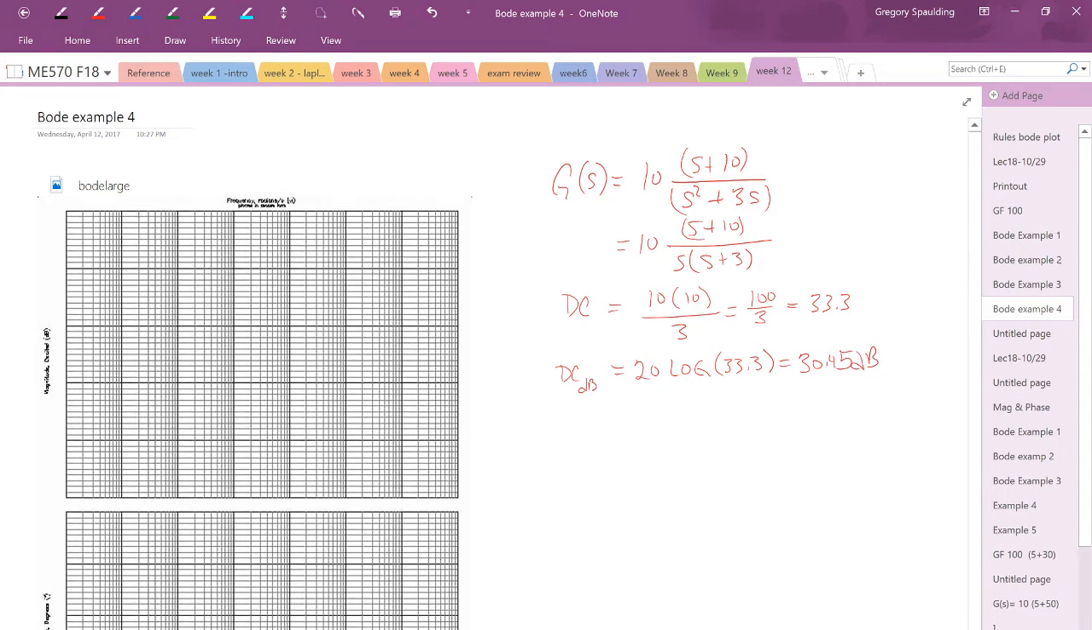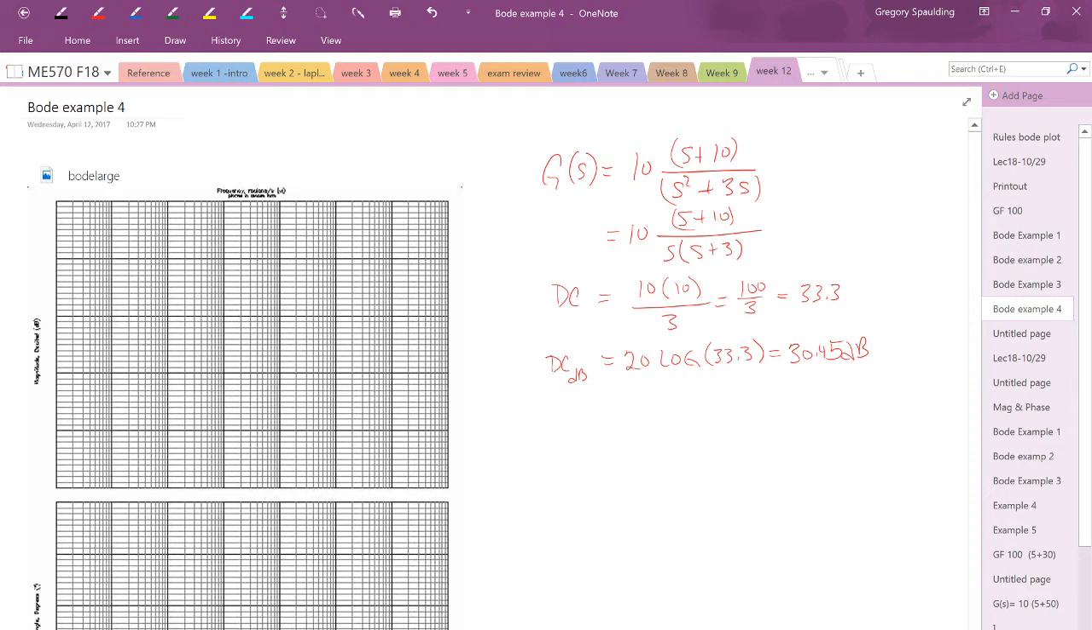Okay, so that's going to be our first point that we identify on here. We start labeling the axis: 10 to the 0, 10 to the 1, 10 to the 2, 10 to the 3, 10 to the 4. And I'm going to start the dB axis here at 0, 20, 40, minus 20, minus 40. Coming up here and finding 30, we end up with a point at omega equal 1, where the magnitude is 30 dB.